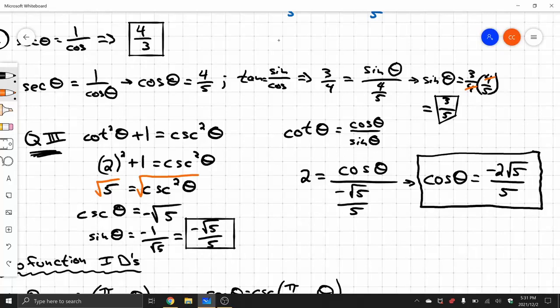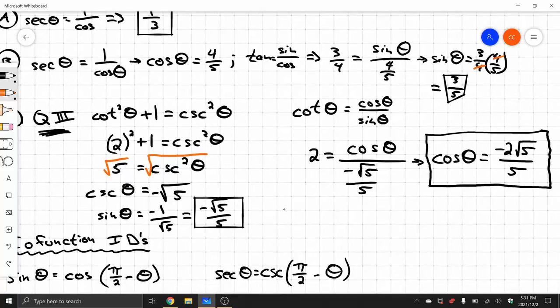Okay, so one of the main things we need to be able to do in these situations is understand which quadrant we're in so we know what sign we are dealing with for our sine and our cosine and any of our other trig functions.